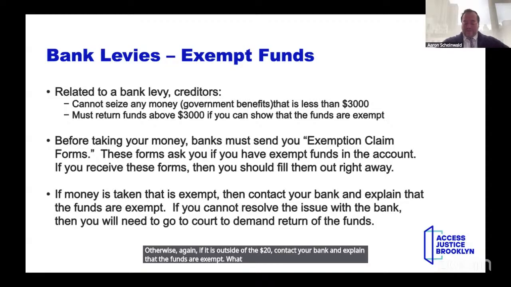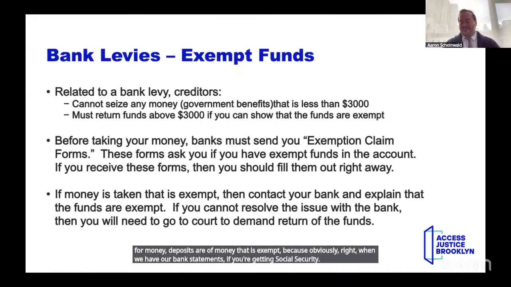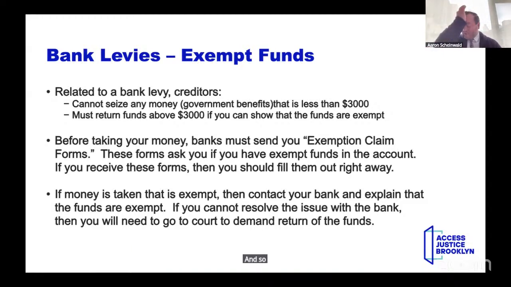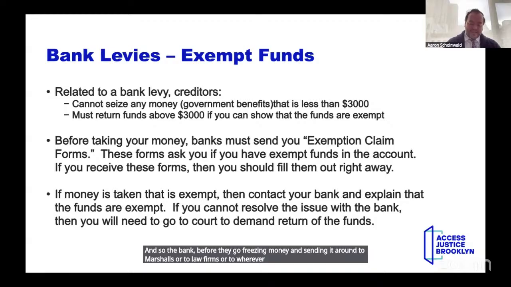What the bank is supposed to be doing, what EPA requires, is that the bank goes through its own analysis of the deposits into the account and is supposed to verify whether deposits are of money that is exempt. Because obviously, when we have our bank statements, if you're getting Social Security, veterans benefits, or pension benefits, those are marked as such in the information in the deposits. Of course, the bank can see that. And so the bank, before they go freezing money and sending it around to marshals or to law firms or to wherever, is supposed to be looking and seeing what is exempt and not including that in potential money that is, A, frozen, and B, eventually sent to the judgment creditor or their agents.